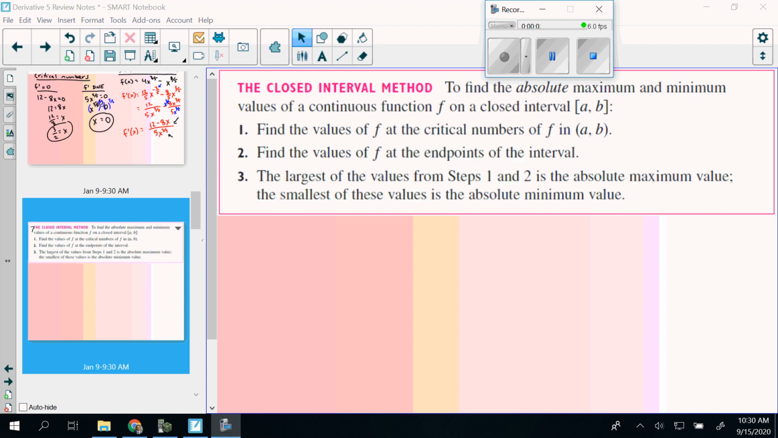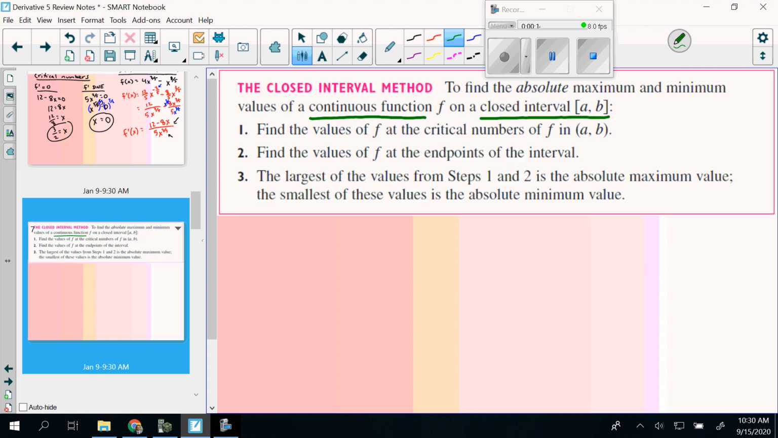All right, the closed interval method. This is a way to find the absolute max and minimum values of a continuous function on a closed interval. Notice this has kind of been a theme here. We want to make sure we're continuous and on a closed interval. This method does not work if those conditions are not met.